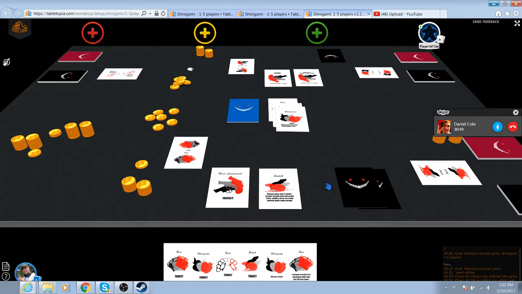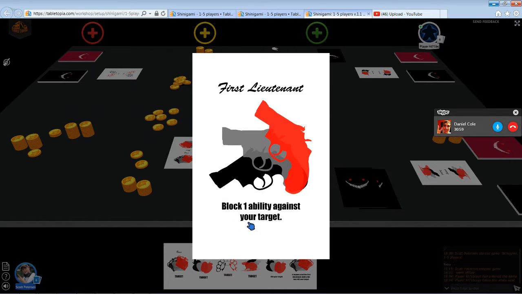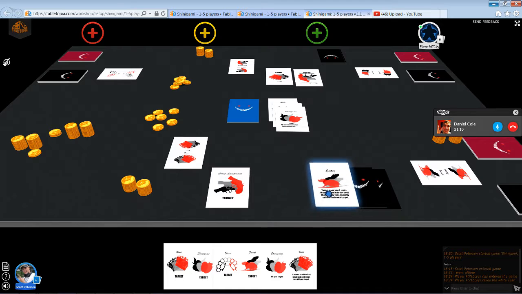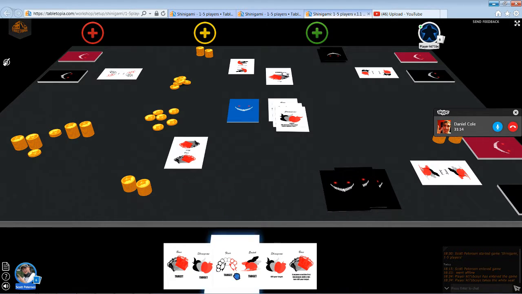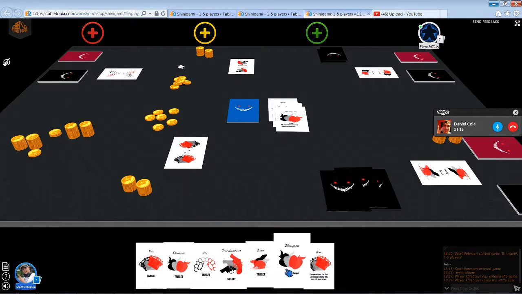So just so we could see what would happen, Daniel's going to change his target from himself to me, and he's going to block me, but basically nothing happens after that. So I'll go ahead and discard my card and take my target. So as we can see, we both are down to only two abilities.